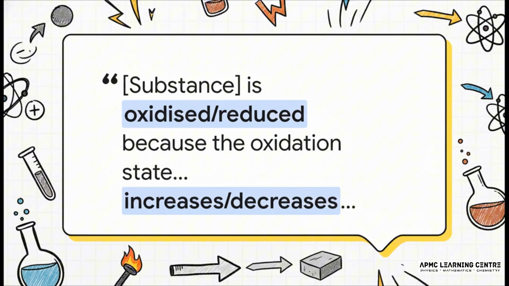And here you go. This is the exact sentence that will get you full marks on your exam. Don't just write, "it was oxidized." You want to use this formula. State the substance, say if it was oxidized or reduced, point out the specific atom that changed, and then state exactly how its oxidation state changed, from what number to what number. It's clear, it's precise, and it screams, I know what I'm talking about.